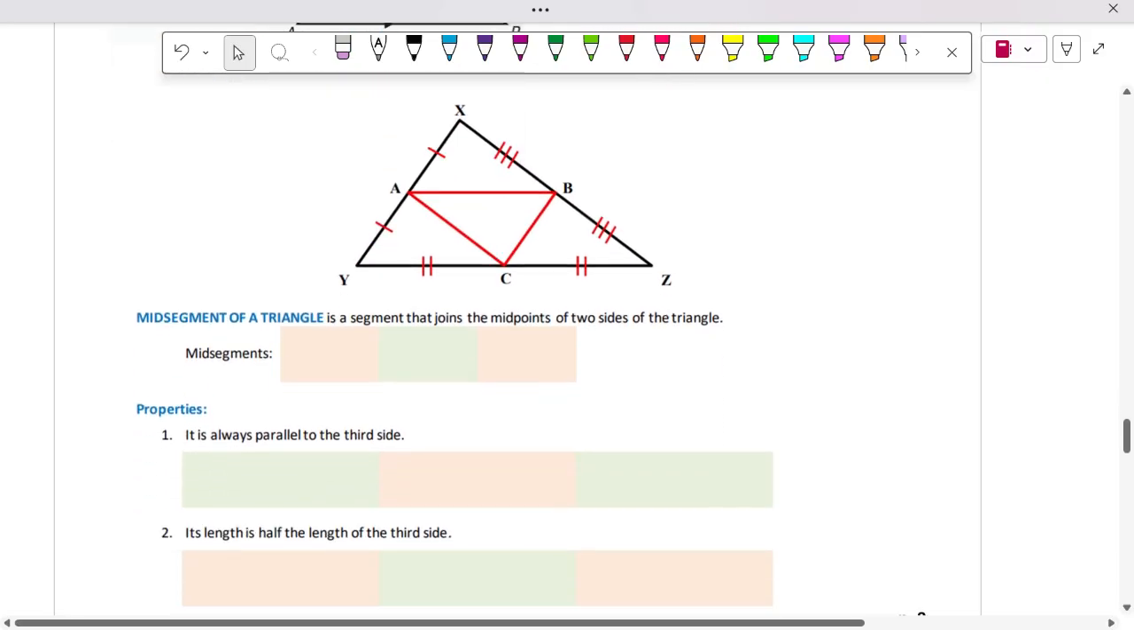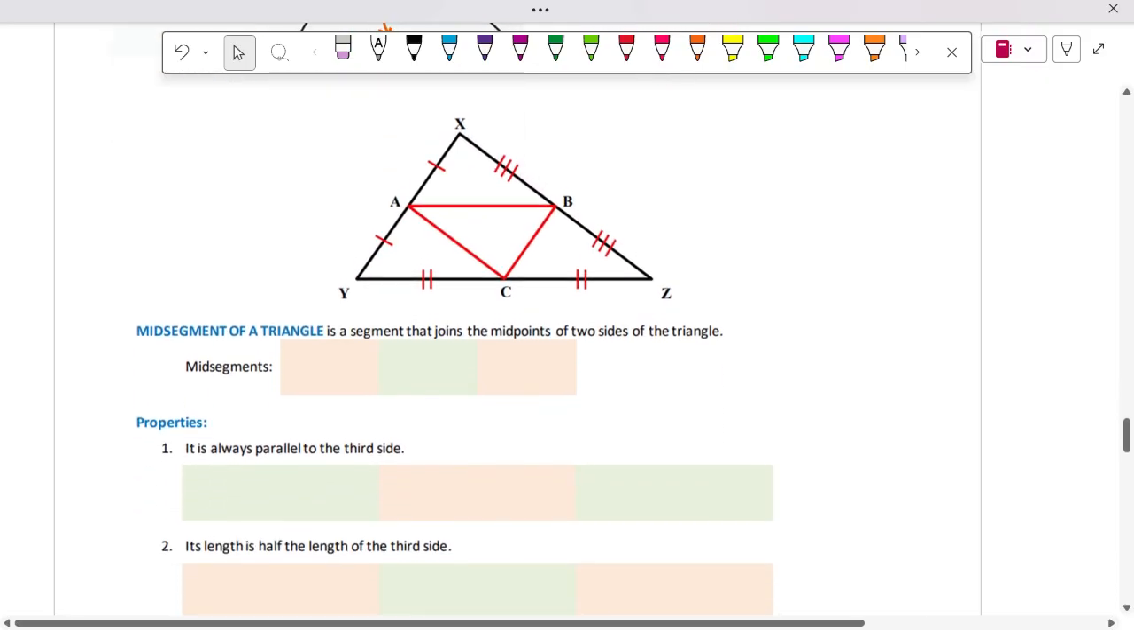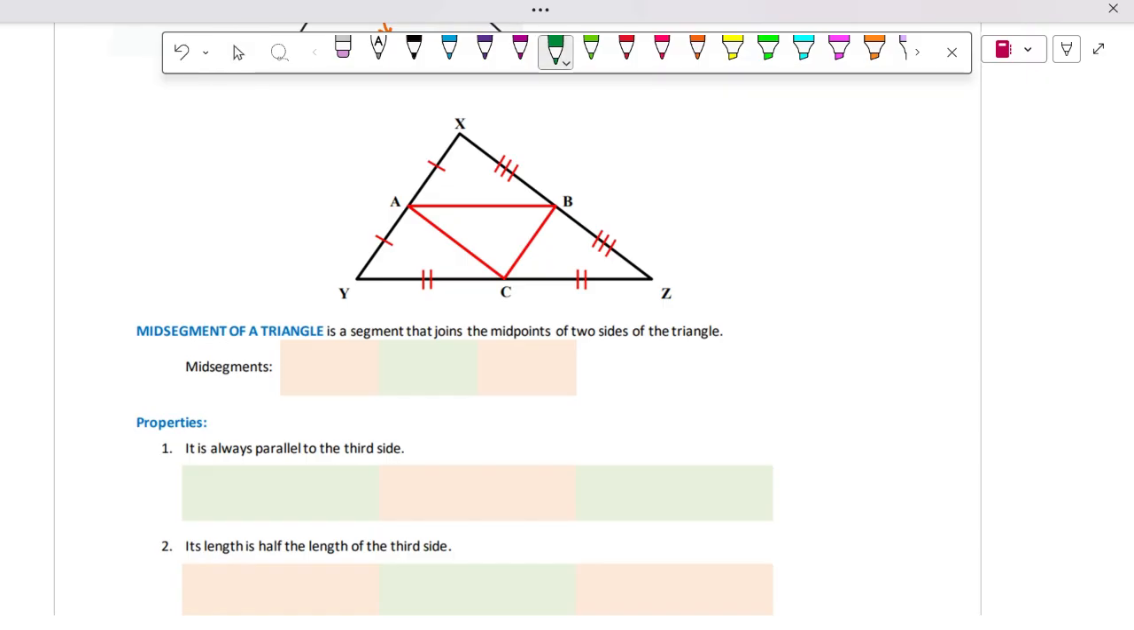Let's look at this next one together. Let's just state some facts here. First off, let's name my 3 mid segments. What are my 3 mid segments of this triangle? So side AB, what else? AC, and segment what? BC. So these 3 segments are my mid segments. I'm just naming them.